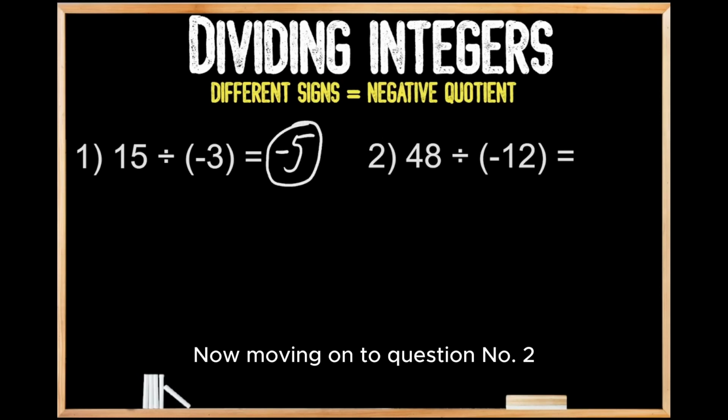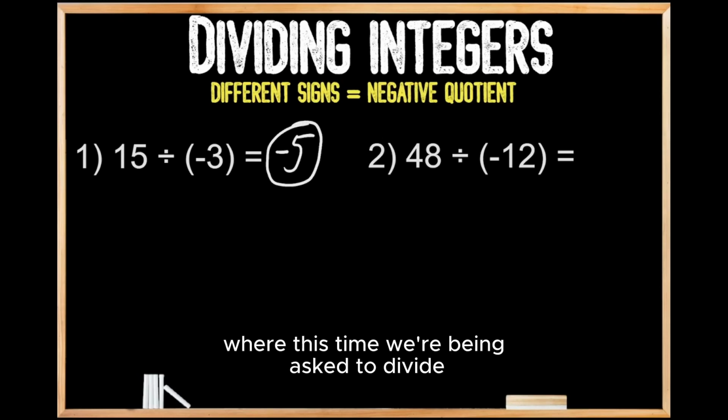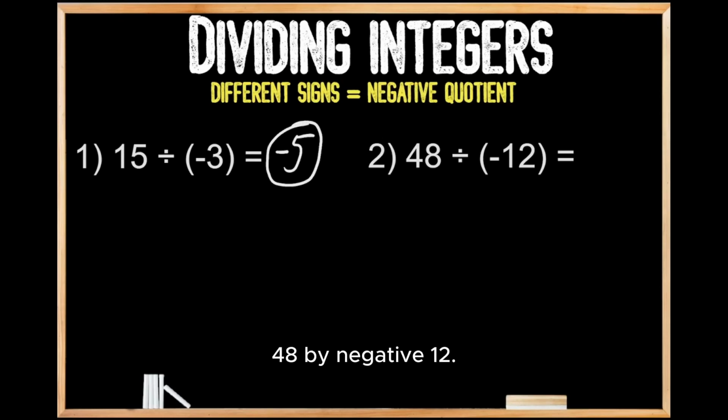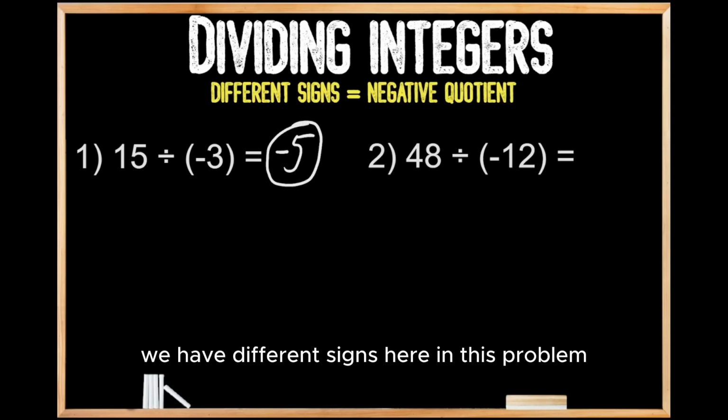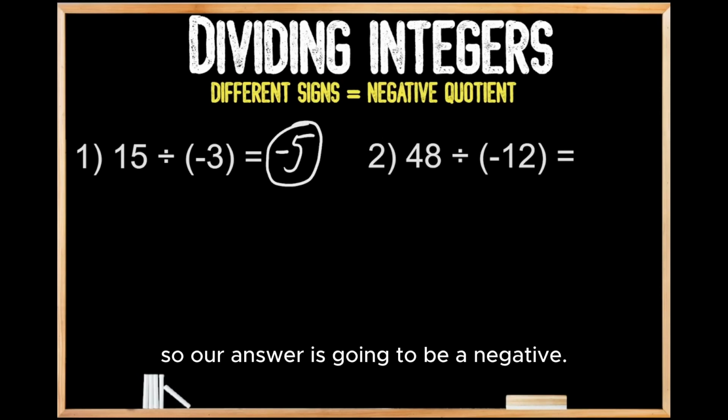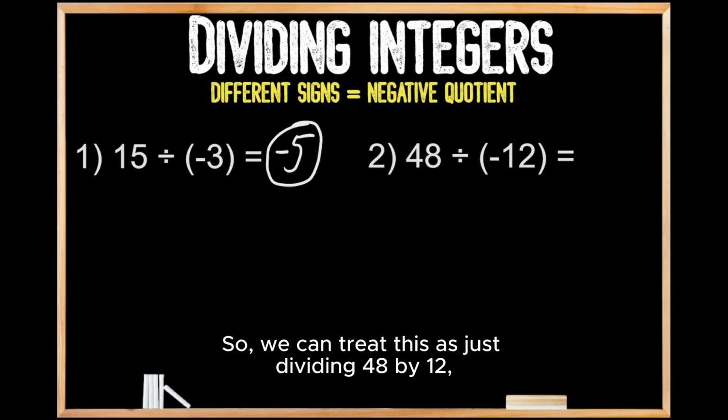Now moving on to question number 2, where this time we're being asked to divide 48 by negative 12. So once again, we have different signs here in this problem. So our answer is going to be a negative. So we can treat this as just dividing 48 by 12.